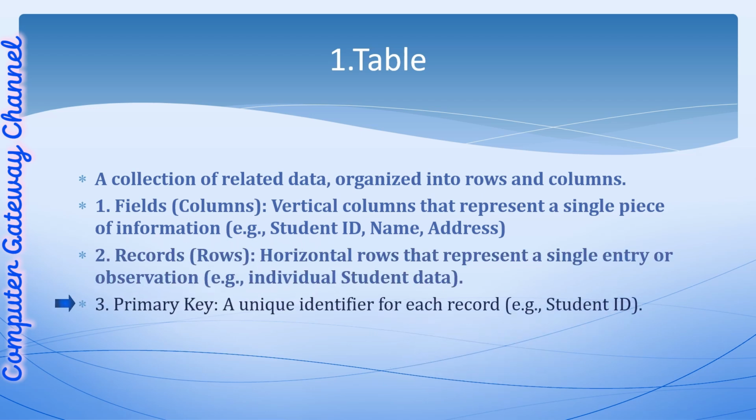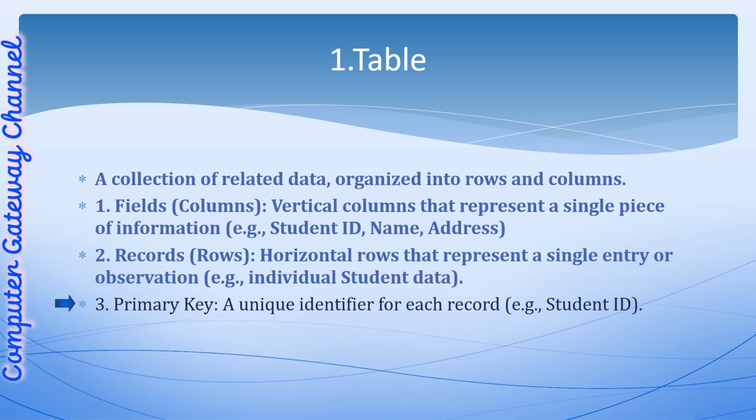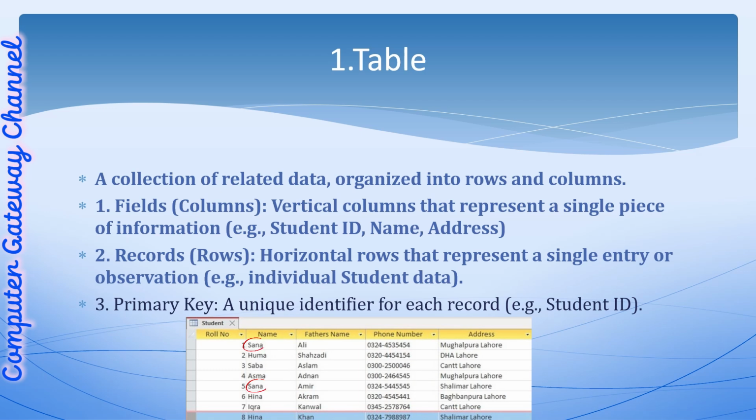Primary key. Primary key is a unique identifier for each record. Students, the unique value makes each record different from all other records. In the student table, the field that makes each record unique is the roll number or student ID. Fields like student name or father's name are not unique because you may have two students named Sana or you may have more than one Hina in your table.